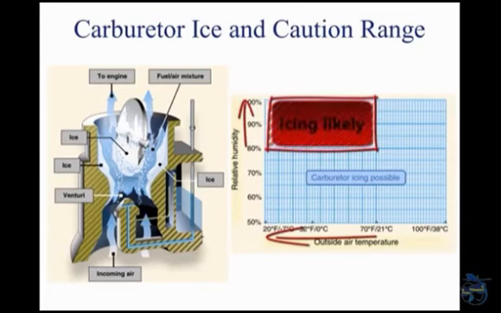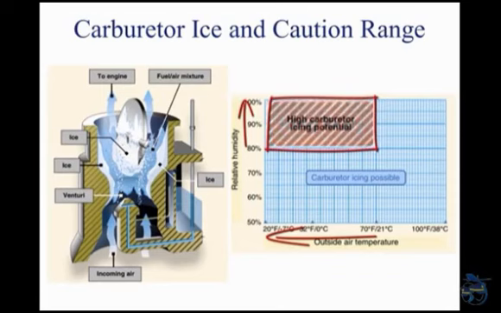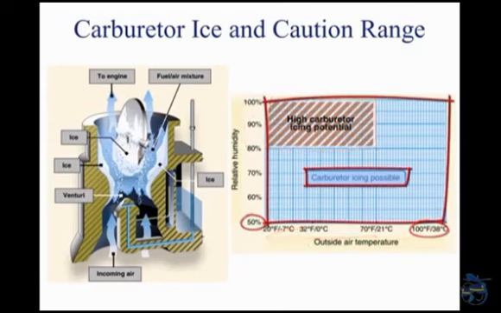Due to the sudden cooling that takes place in the carburetor, icing can occur even with temperatures as high as 100 degrees Fahrenheit and humidity as low as 50%. This temperature drop can be as much as 60 to 70 degrees Fahrenheit.